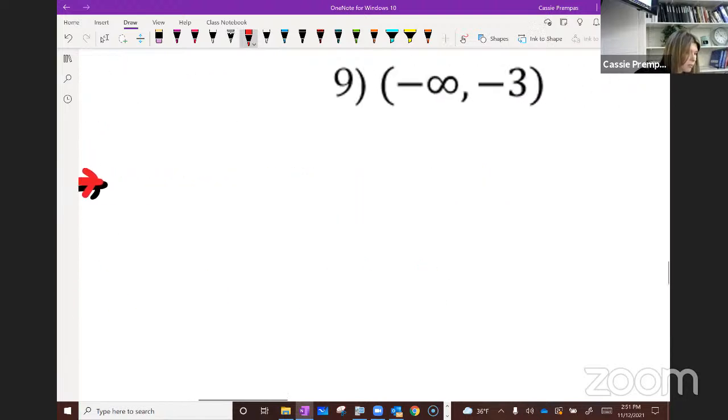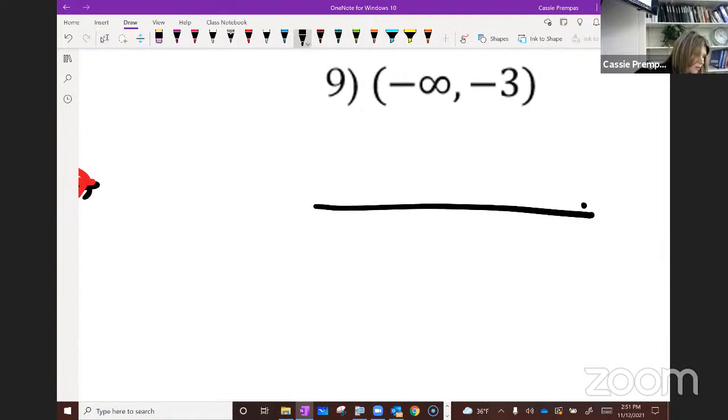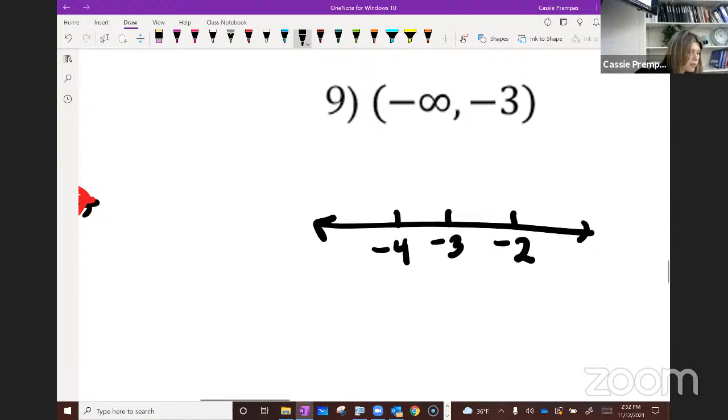Number 9, we would draw our number line. We would have values like -3, showing that -4 is smaller, so it would be to the left. -2 is larger, so it would go to the right. Would we have an open circle or a closed circle at -3? Open, which represents parentheses. And then would we shade to the left or the right? Left, good. And then if I was writing this in inequality notation, I would say x is less than, would I have an equal bar? No, because it's an open circle at -3.